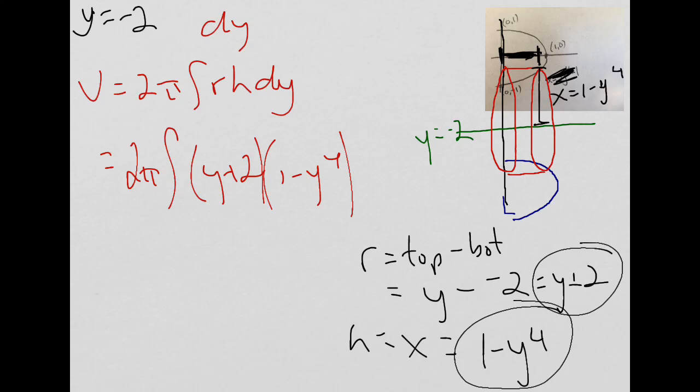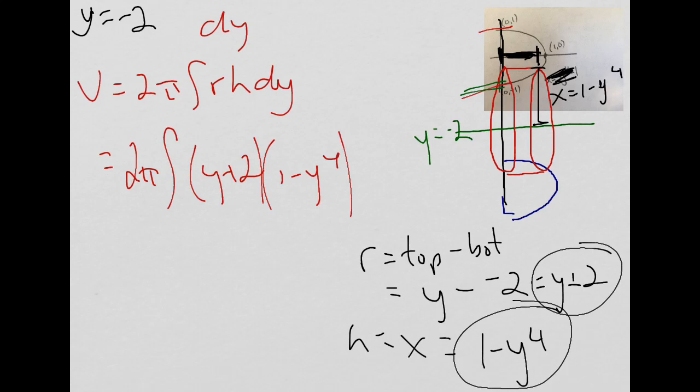Now I have to fill in my bounds. So dy, I'm starting here, going down to here. Or I could think of it another way, I think, but I'm going to start here and go up to here. So I'm going to start at negative 1 and go to positive 1.